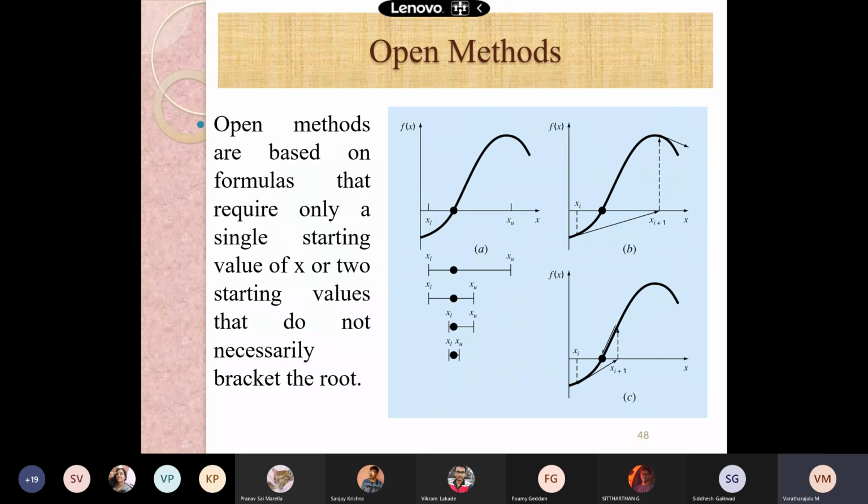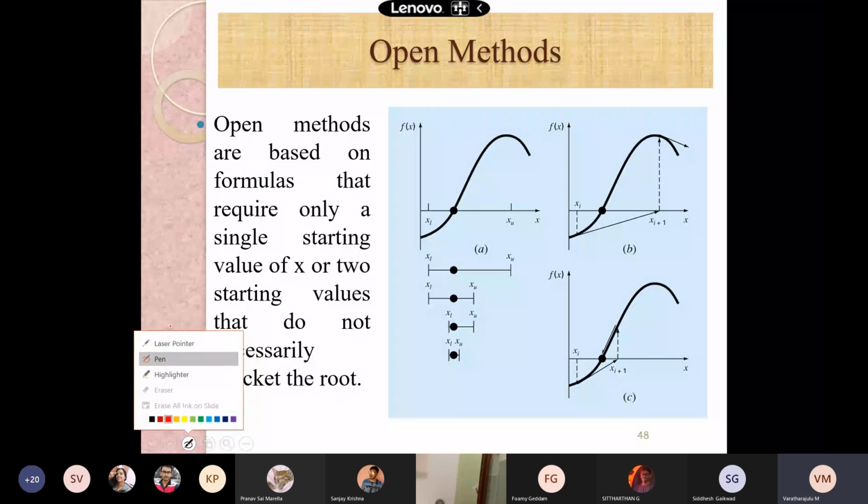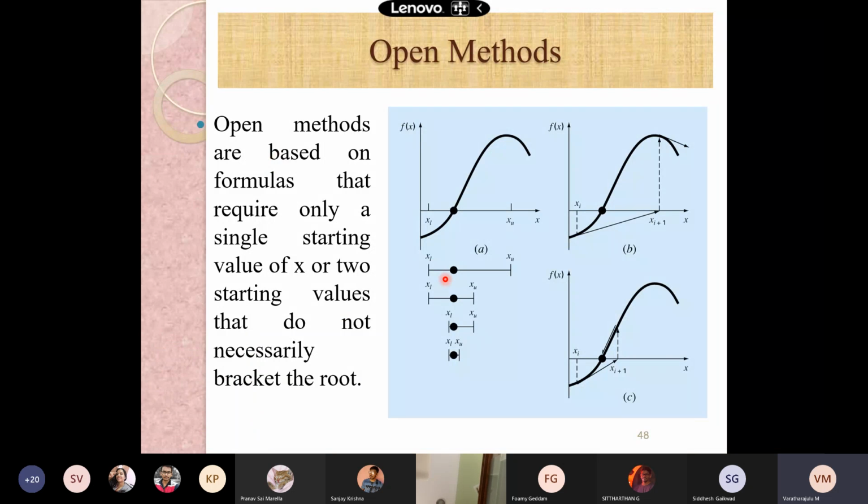So this is the open method. See, there are three different pictures detailing the open method, A, B, and C shown here. Open methods are based on formulas that require only a single starting value of x, or two starting values that do not necessarily bracket the root.